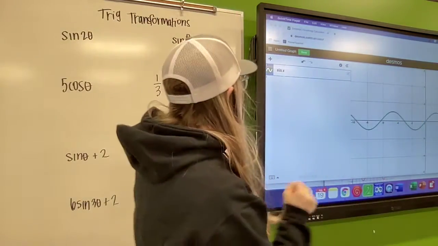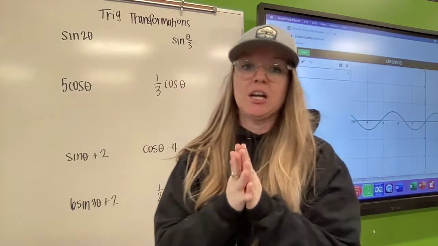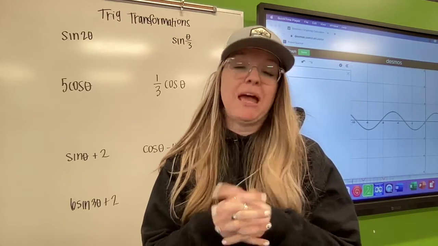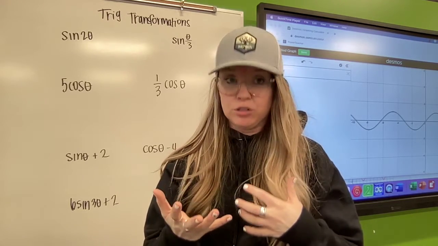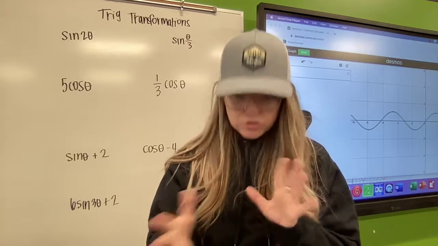Okay, we're going to look at some transformations. There are 3 different things that we're going to be changing here. We've already talked about amplitude and period. We're going to be changing those up, and then we're also going to introduce what is called a vertical shift. So we're going to start by changing the period of our trig functions.